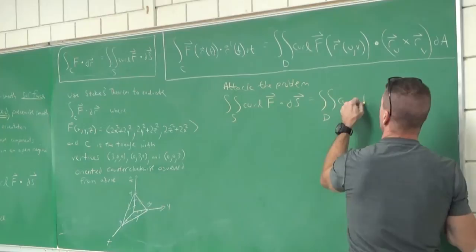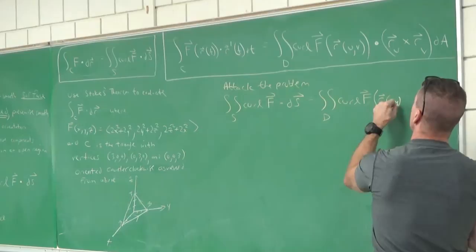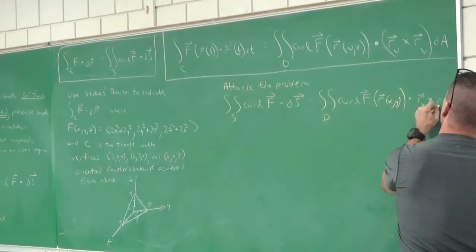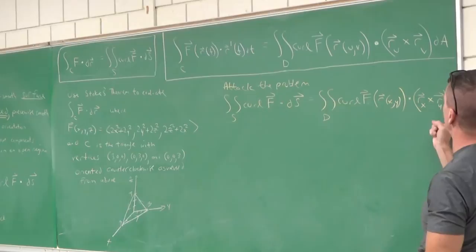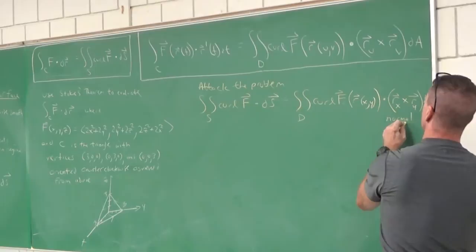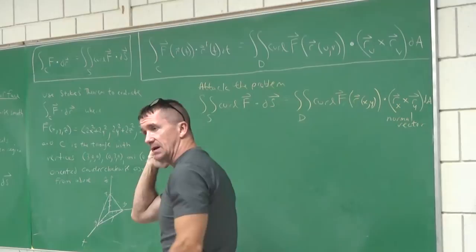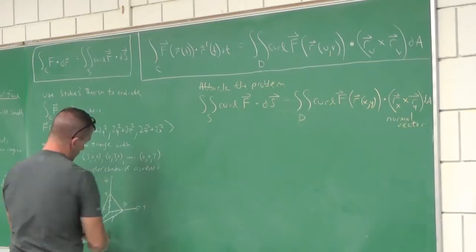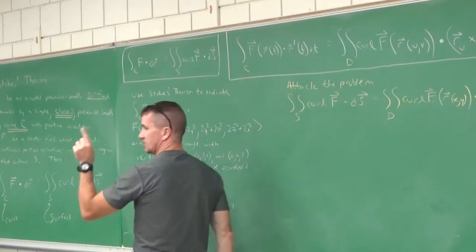I'm going to do F composed of r of x and y dot the normal vector r_x cross r_y dA. Got a little dA there at the end. This is the normal vector. So we gotta make sure that normal vector is pointed upward. Because could you imagine if I walked along this path here? If I walked along this, wouldn't my head point in the same direction as the normal vector? That's what I'm saying. So we'll make sure the normal vector is pointed upward.